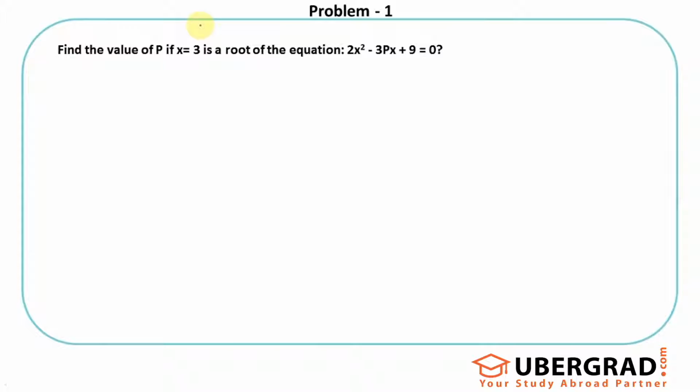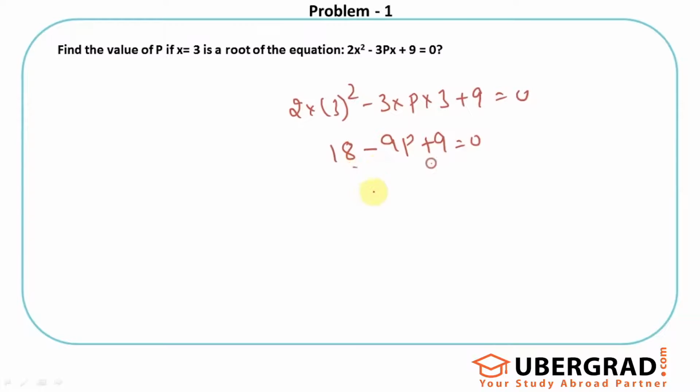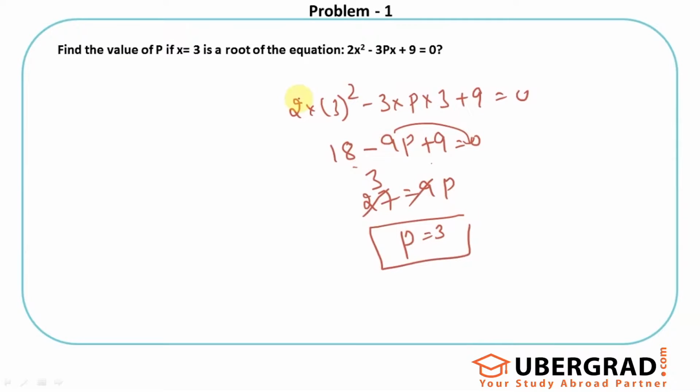As we always say, pause the video, try this on your own, then follow with us and see the way to solve it, right? Hope you paused. So find the value of p if x is equal to 3 is a root of the equation. As I said, when I say something is a root, that means if I substitute that value into the variable, it should satisfy the equation. 3 is a root, so 2 into 3 square minus 3 into p into 3 plus 9 should be 0. So 3 square is 9, 9 twos are 18, minus 9p plus 9 equals 0. So 18 plus 9 is 27, minus 9p goes this side, becomes plus 9p. 9 ones are 9, 9 threes are 27, so p is 3. That's it. That's how you need to find it.